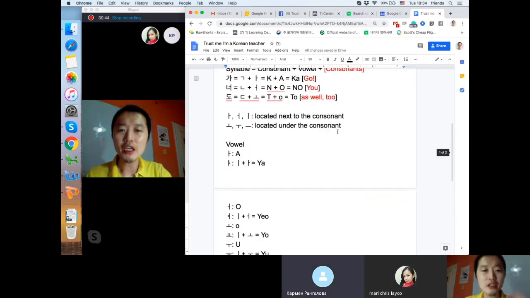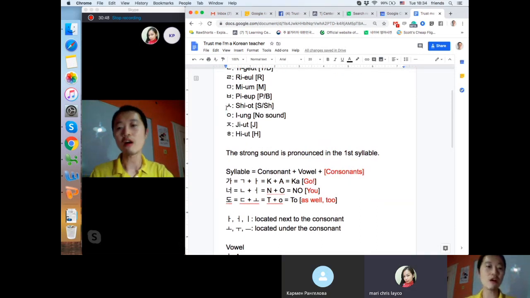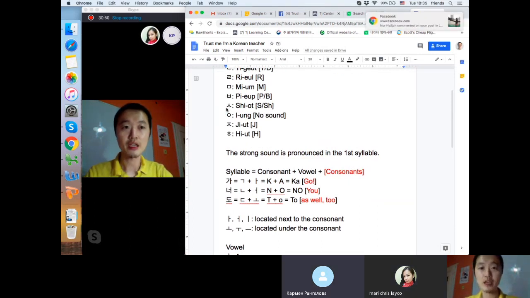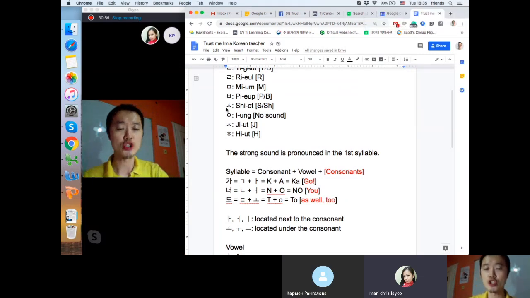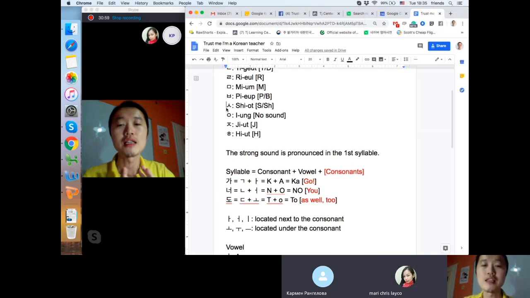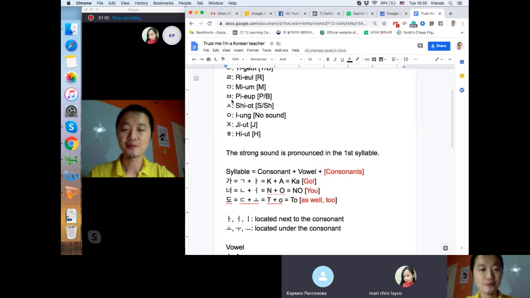Then what about here? Here, shield. Shield. It also has two sounds. The first one is s, she, and sh, s, or shu. This one, the shield, is a little bit special.